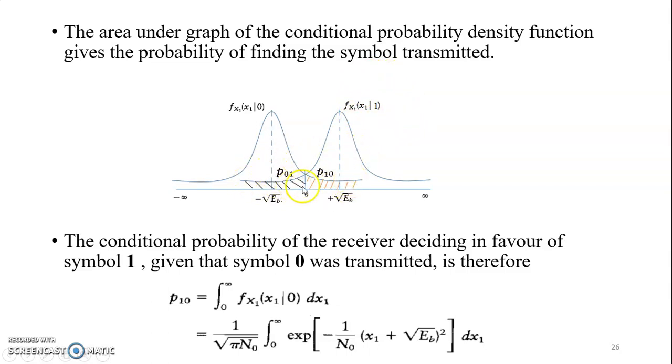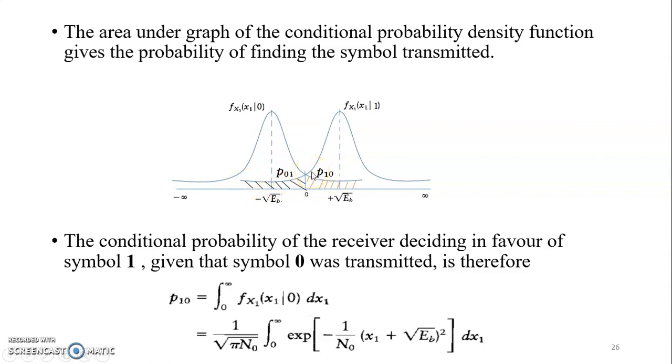Here this shows the areas of probability of error, that is, when 0 is transmitted, this area corresponds to getting 1, the probability of getting 1. So we have to calculate these two errors, and this one corresponds to when 1 is transmitted, this is the chance of getting 0, the probability of getting 0, this area.